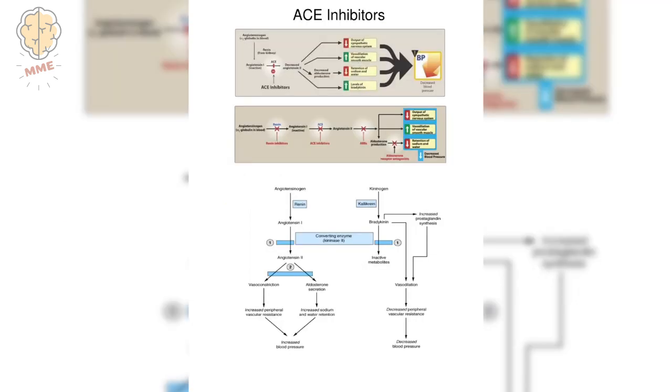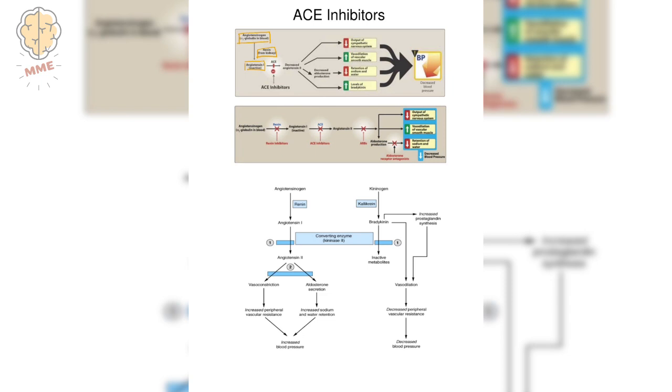Now our first discussion will be about angiotensin converting enzyme inhibitors. First, I would like you to know about the physiology of how angiotensinogen works. You can see angiotensinogen is there in the kidney. Now renin from the kidney activates angiotensinogen to angiotensin 1, which is an inactive stage.